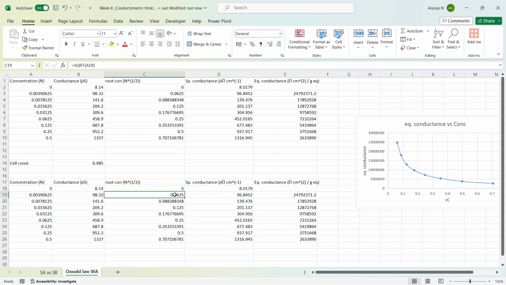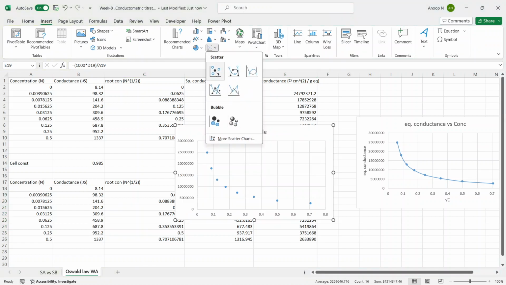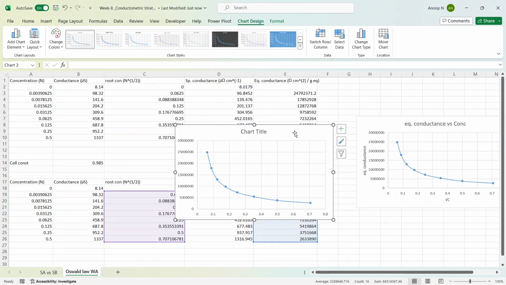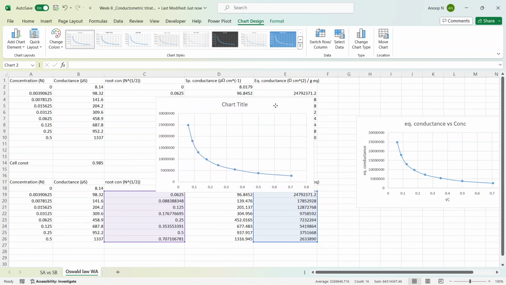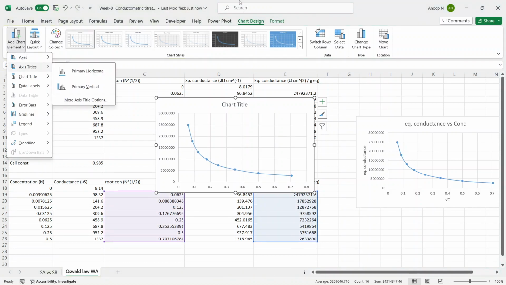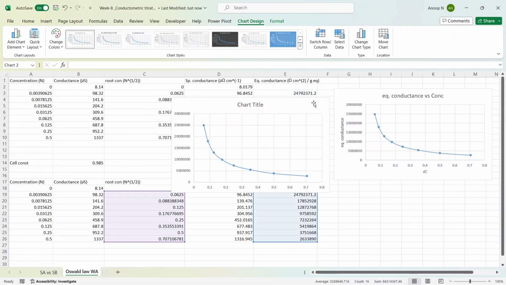Now let's plot this. Control shift down, again control shift down. Insert, plot. You can do any type of plot. That is the plot of lambda. For the remaining part, you can add elements. You can give a heading, axis titles, etc. So you can make it like this. Fine. I think this part is clear.